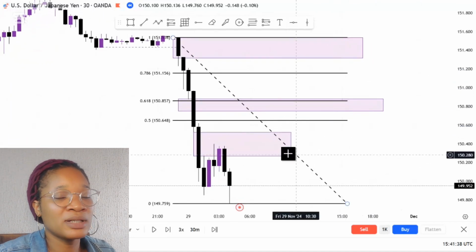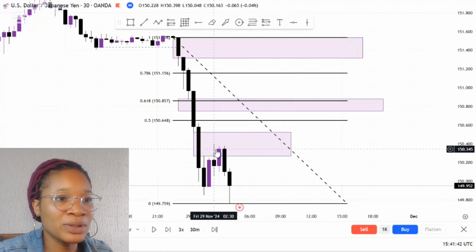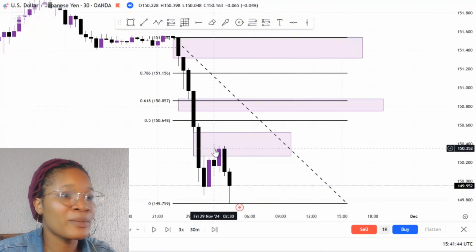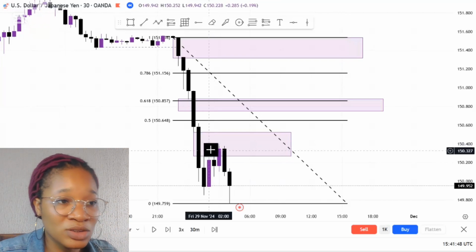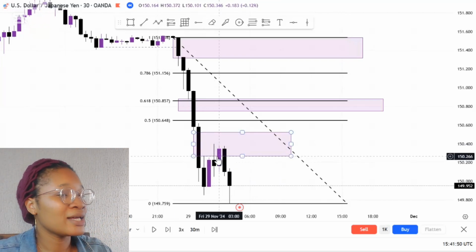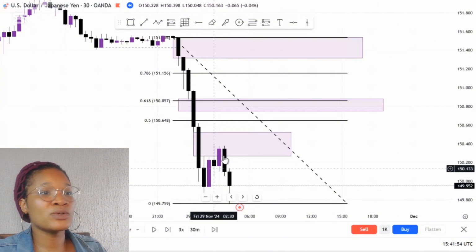They are in the premium level of this range, and that is the reason why I wouldn't even bother taking a trade from here. No matter how sweet the trade looks, no matter how A plus the trade looks, I wouldn't be taking a sell trade from here, right? Except I want to counter trade.